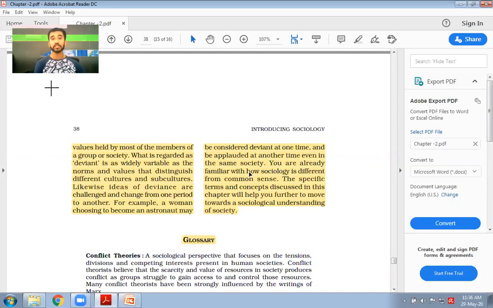And if she had said the same thing earlier, in primitive times, it was considered deviant human behavior. That is why they have written that deviant human behavior also varies from society to society and time to time, right? Okay, you are already familiar with how sociology is different from common sense, the specific terms and concepts discussed. Okay, so now we have completed this chapter.